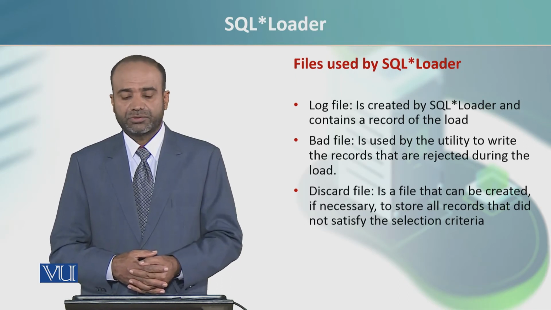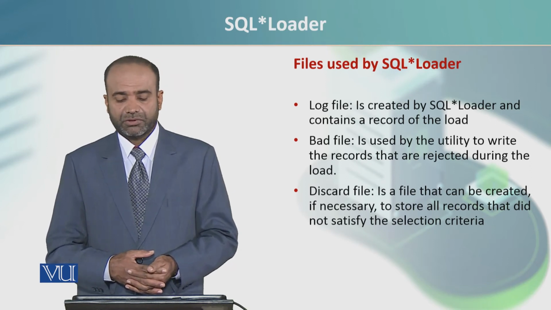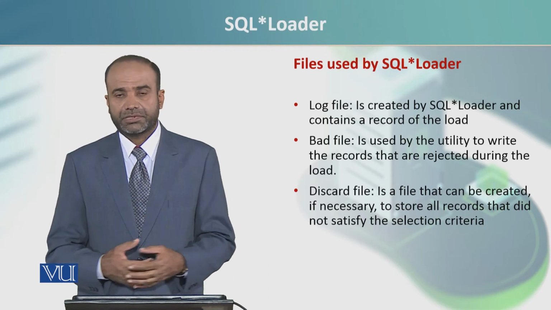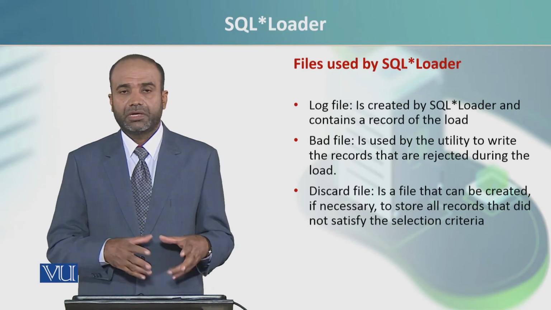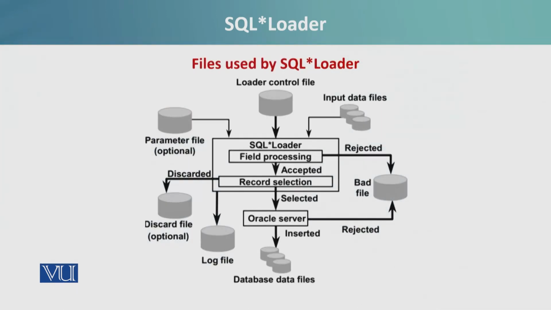Bad file means those records which are rejected, and discard file means those records that did not satisfy the selection criteria. So basically, rejected records come up in a separate file, and bad records come up in the bad record file.